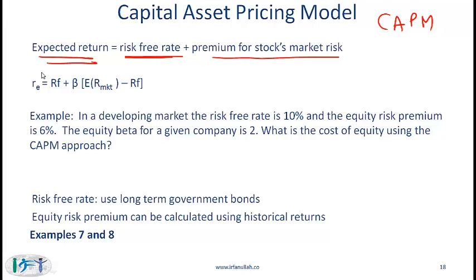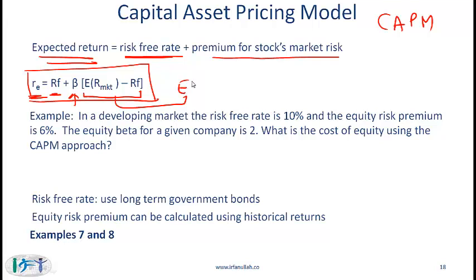The formula that you must memorize for CAPM is given right here. The expected return on equity is equal to risk-free rate plus beta, which represents the riskiness of the stock, multiplied by the expected return on the market, this is the overall market, minus the risk-free rate. This expression over here is also called the equity risk premium. Sometimes this is called the market risk premium.